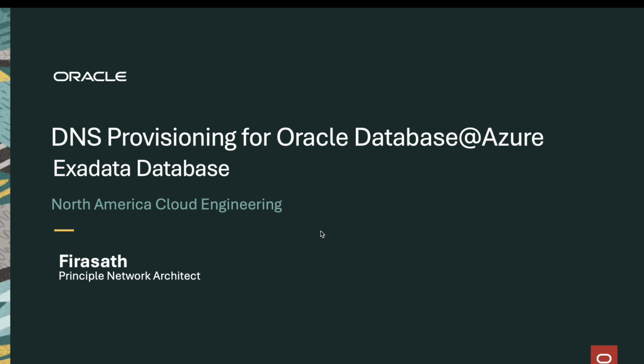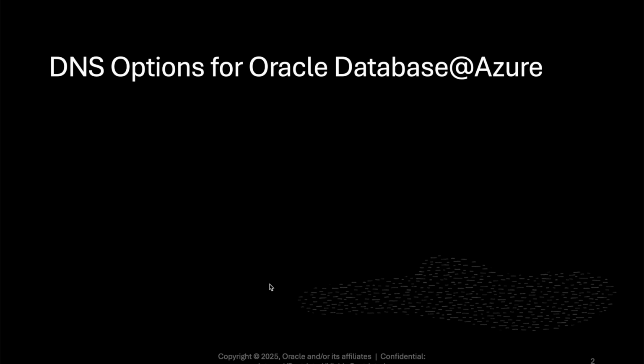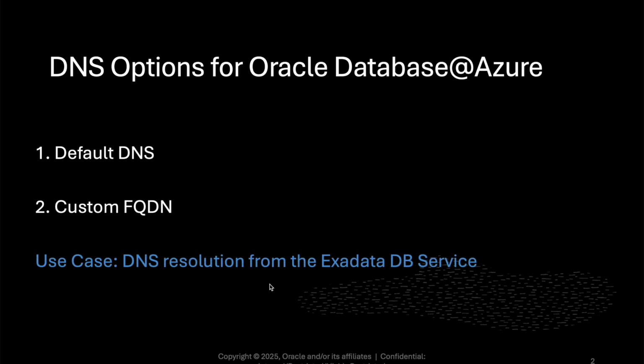Welcome. In this video, I'll explain how DNS functions for Exadata database during Oracle Database at Azure provisioning and how DNS records are exchanged between OCI and Azure. There are two DNS options for Oracle Database at Azure: default DNS and custom FQDN. We will also discuss a use case for DNS resolution from Exadata database service.